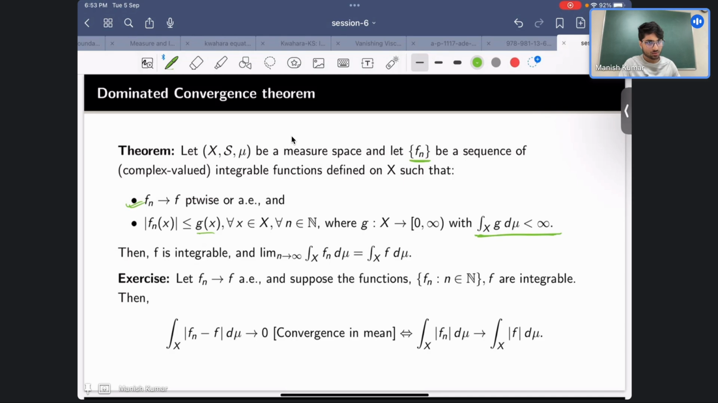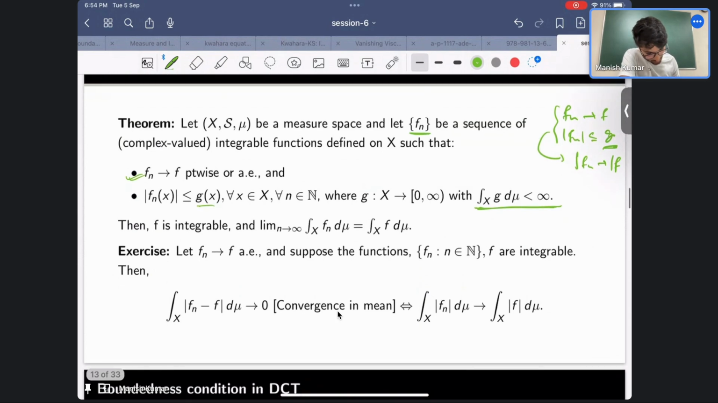Okay, so here fn converges to f pointwise, and mod of fn less than or equal to some integrable function g will imply that the integral of fn converges to the integral of f. Okay, so what I was saying, that these two conditions, that fn converging to f and mod of fn is bounded by some integrable function, will imply that the integral also converges to the integral of f. Okay, so this is what DCT says.